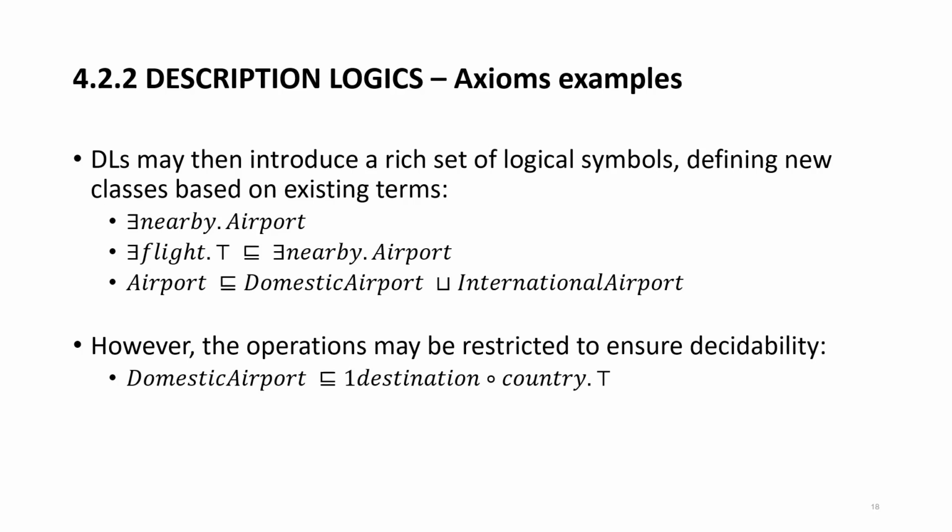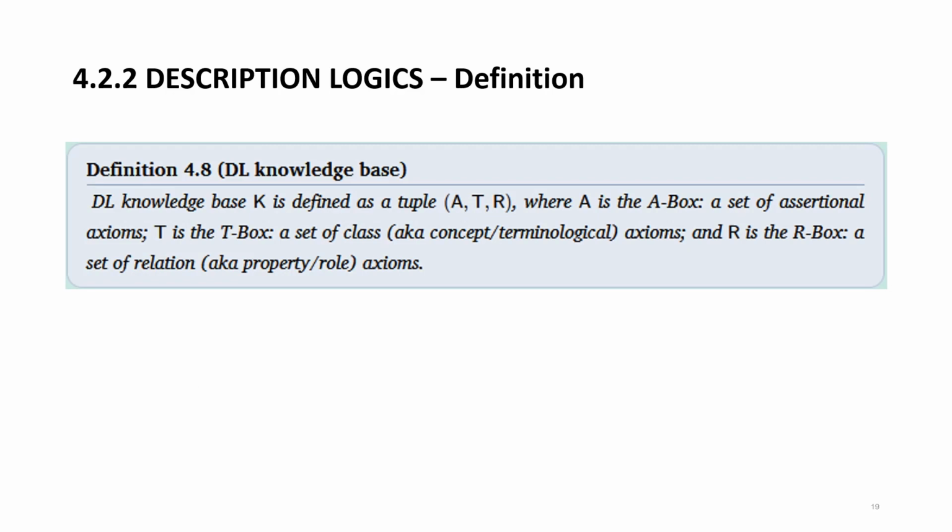In that example, we say that domestic airports have only one country as destination, but that way we have to use the chain operation, and the chain operation is often not used so as to ensure decidability. So that example is often not supported in most description logics. Now let's go to the definition of DLs.